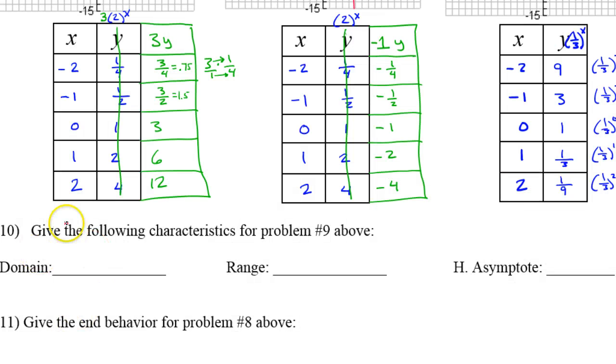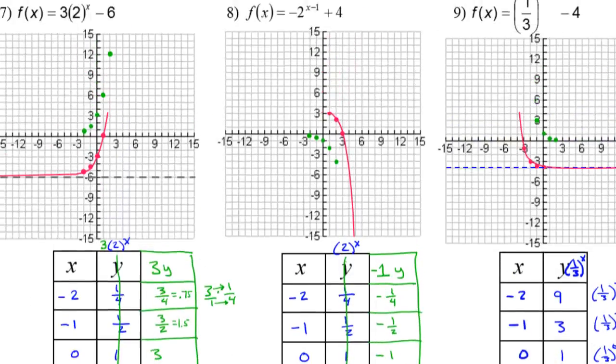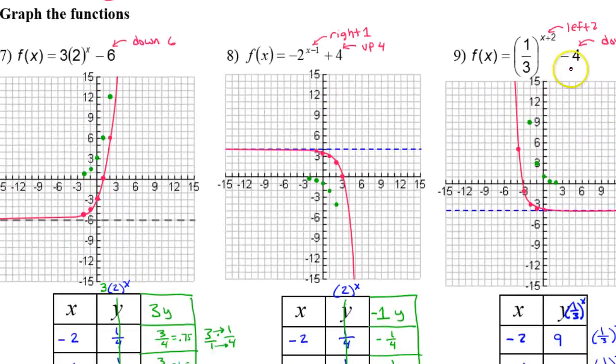Wait, I spoke too soon. We need to squeeze in these last two problems that pertain to two of the problems that we just graphed. So number 10 here says give the following characteristics for problem number 9 above: domain, range, horizontal asymptote. So problem number 9 is this last one.